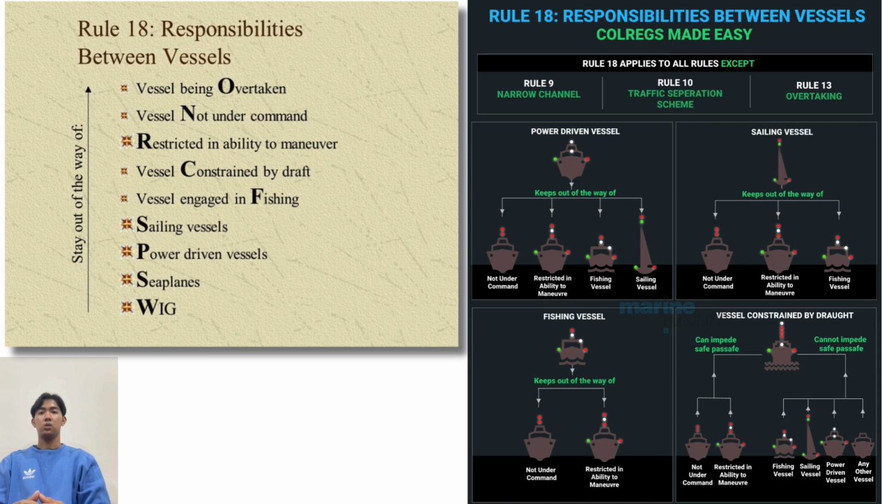Vessel constrained by draught, such as a large ship operating in shallow water, should navigate with particular caution and avoid restricting the passage of other vessels. They should exhibit prescribed signals and make every effort to keep well clear of the other vessel. The importance of Rule 18 is in preventing collision by addressing the specific needs and responsibilities of different vessel types. It promotes situational awareness, proactive collision avoidance, and maintaining safe distance among vessels operating in shared water.